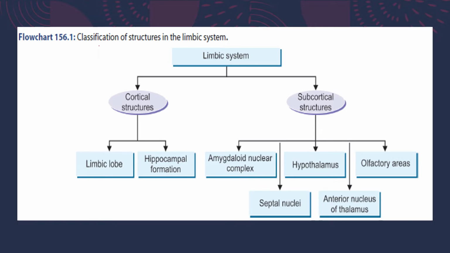Next, classification of structures of the limbic system. The limbic system is composed of cortical and subcortical structures. The main cortical structures are the limbic lobe and hippocampal formation, and the subcortical structures are the amygdaloid nuclear complex, hypothalamus, olfactory areas, septal nuclei, and anterior nucleus of thalamus. How these are arranged we will see now.